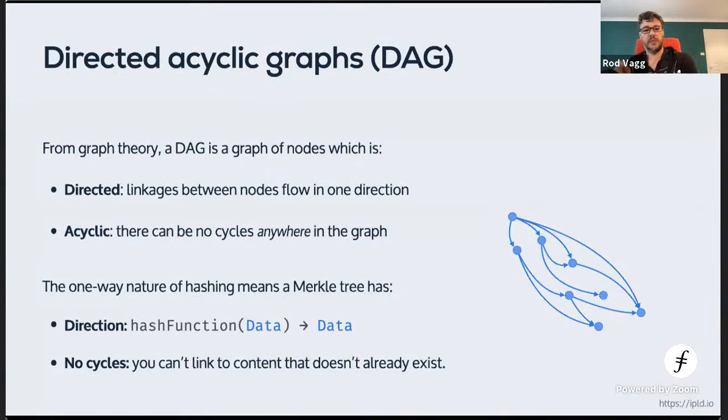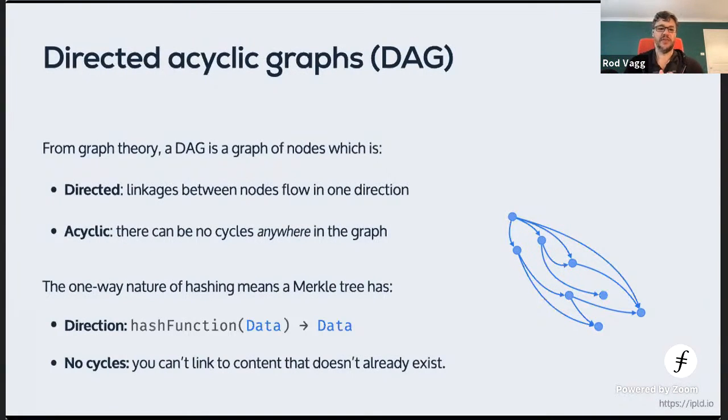It fits really nicely with Merkle trees because of hash functions. The hash function gives us directionality. They're a one-way operation. You can only go from, in theory anyway, from the hash of the data to the data. There's a directionality. And there's no cycles. You can't link to data that doesn't already exist, that you don't already have a hash for. You can't leave a placeholder for a hash.